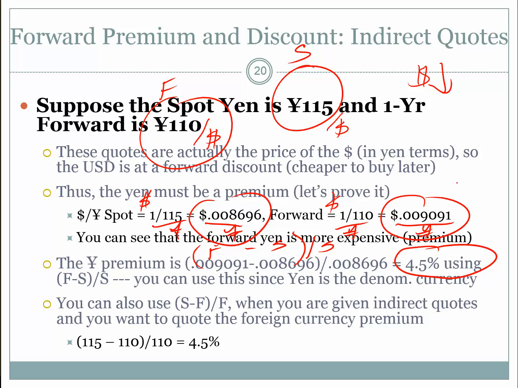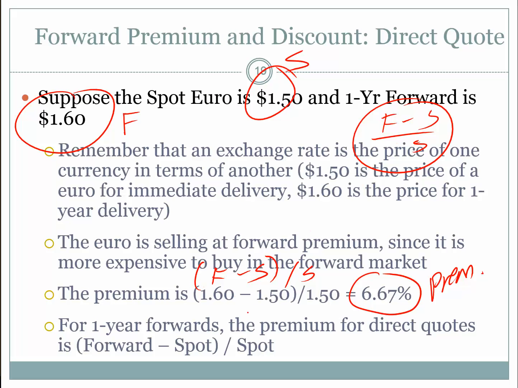Now you could do that, always use forward minus spot over spot, and sometimes invert currencies to put the base currency, the one you want to talk about, in the denominator. But you can use a rule, just like we did in appreciations and depreciations a couple topics ago, that if I do forward minus spot over spot, that tells me about the denominator currency. In this case, this was the dollar price of a euro. So if I did forward minus spot over spot, it tells me about the euro.